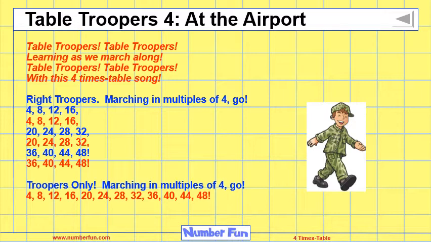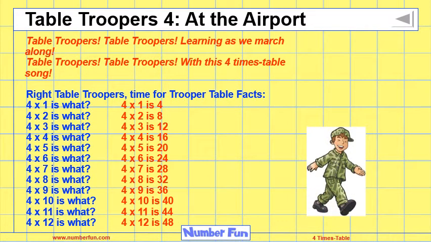Go! 4, 8, 12, 16, 20, 24, 28, 32, 36, 40, 44, 48. Table troopers, learning as we march along. Table troopers, with this 4 times table song. Right, troopers, time for trooper table facts.